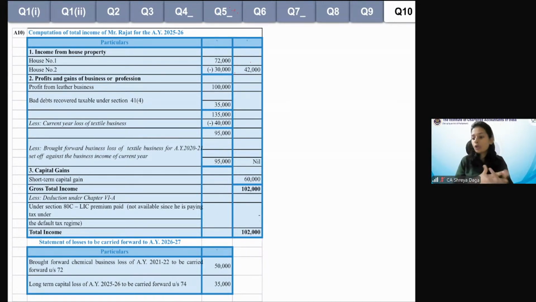Chapter 6 we cannot do, at least 80C, because there is a detail about contribution to LIC towards premium. But 80C is not applicable in default regime. Therefore, we are not doing that. And we have arrived at the total income.